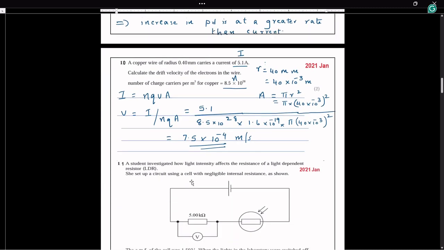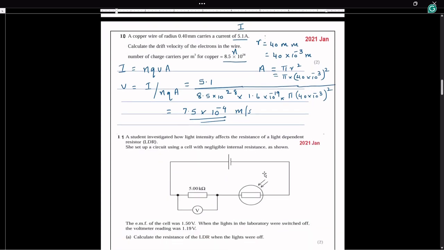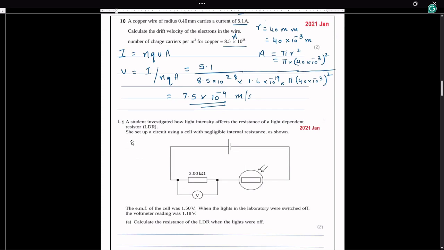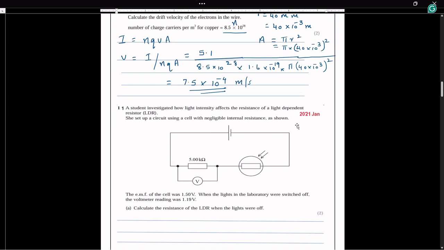Now moving on to the next question, a student investigates how light intensity affects the resistance of a light dependent resistor, LDR. She sets up a circuit using a cell with a negligible internal resistance as shown.